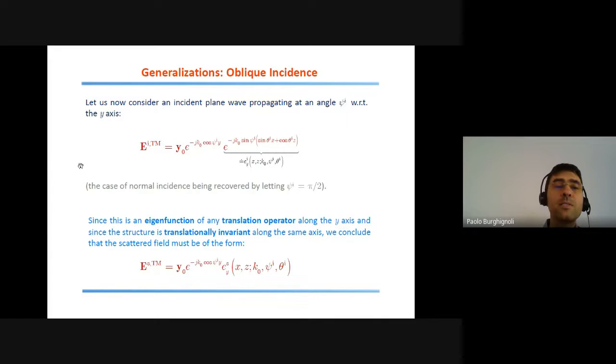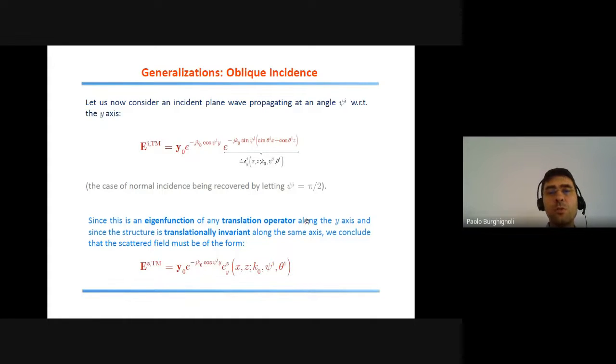And now, since the structure is also translationally invariant along the same axis, we must conclude that also the scattered field must inherit the functional form of the incident field. In particular, it must exhibit the very same dependence on y, this exponential here, times some generally much more complicated dependence on the x and z coordinates. There is this second factor that depends also on frequency and the incident angles.